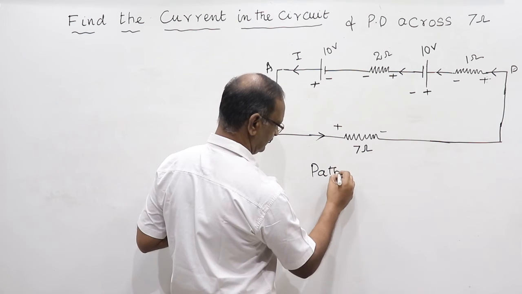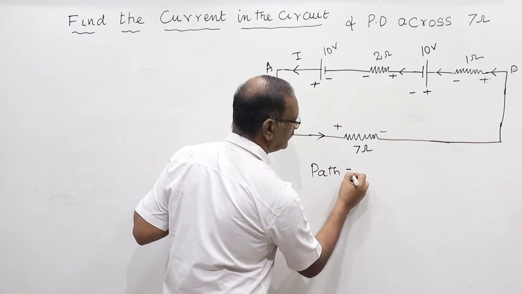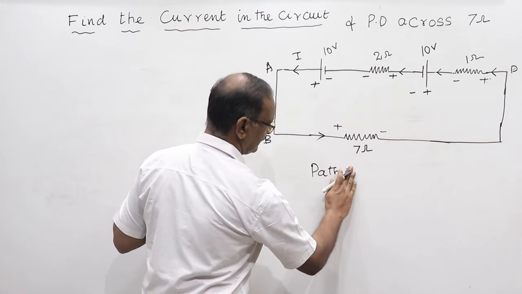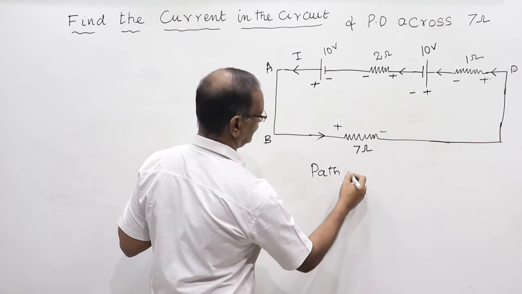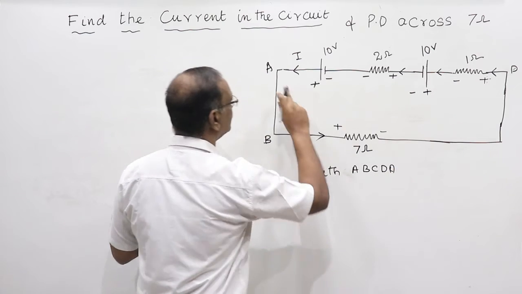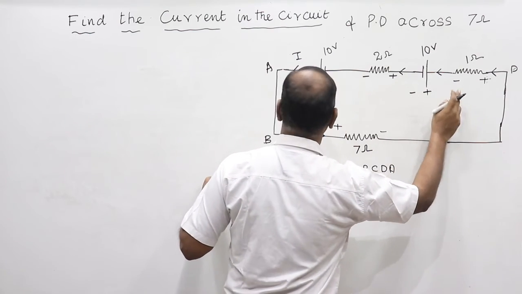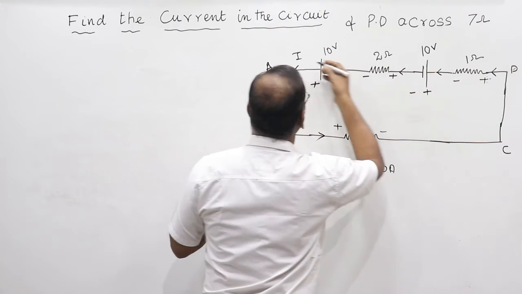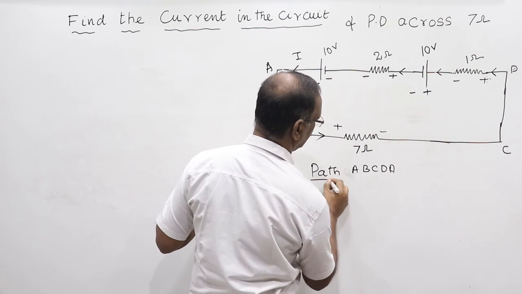The path we will select is A, B, C, D, E. It means we come this way, A, B, C, D, E. A, B, C, this is the path.